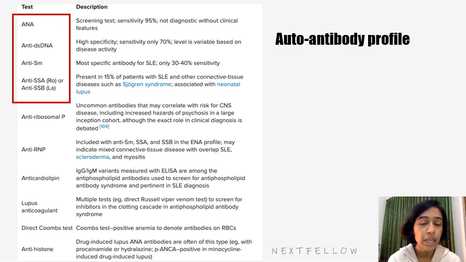When you come lower down, you have the ACLA and the lupus anticoagulant, which can also be positive in SLE. And at the bottom, there's anti-histone antibody, which is a commonly asked question. It's seen in drug-induced lupus.